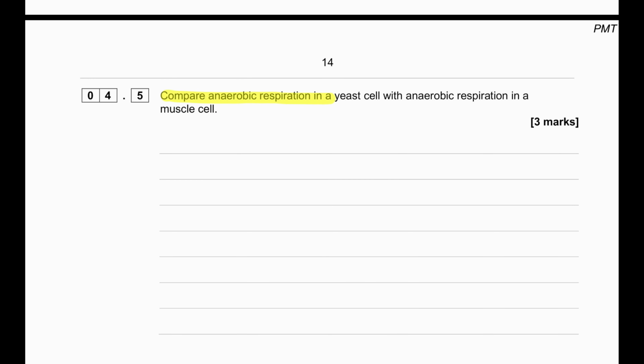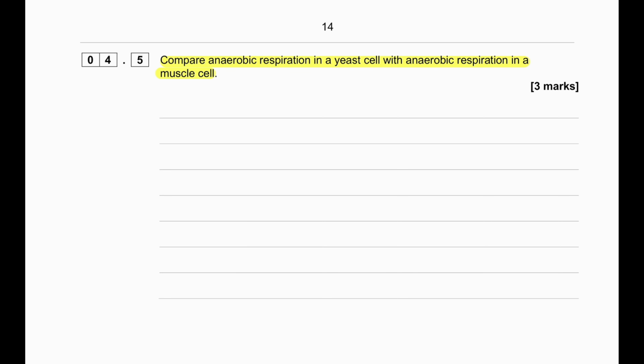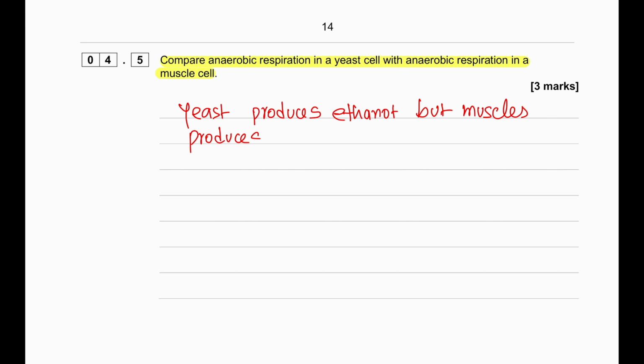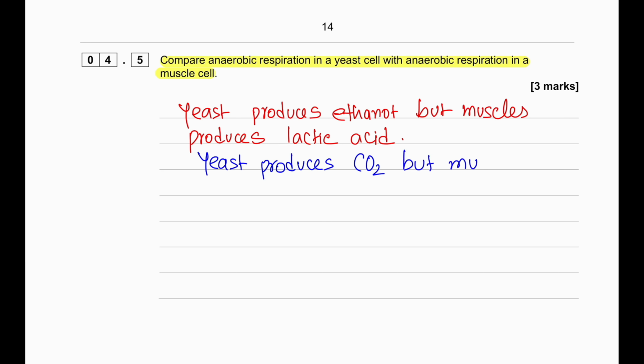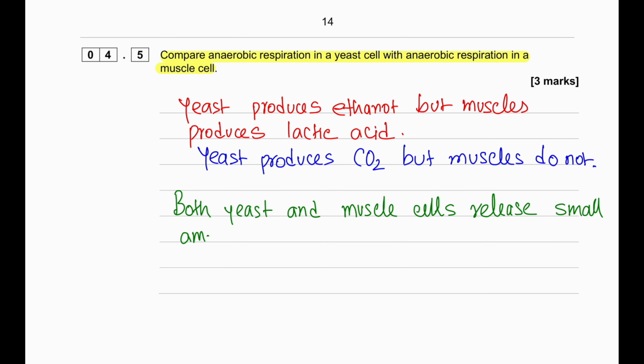Compare the anaerobic respiration in yeast cell with anaerobic respiration in a muscle cell. So in a yeast cell, ethanol is produced, but muscle produces lactic acid. In a yeast cell, carbon dioxide is produced, but muscles do not produce carbon dioxide. Both yeast cells and muscle cells release a small amount of energy when they do anaerobic respiration.